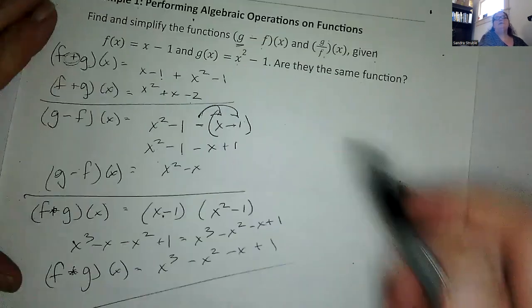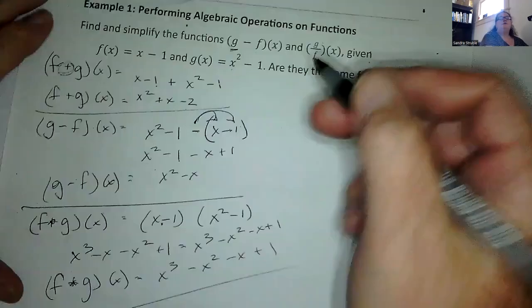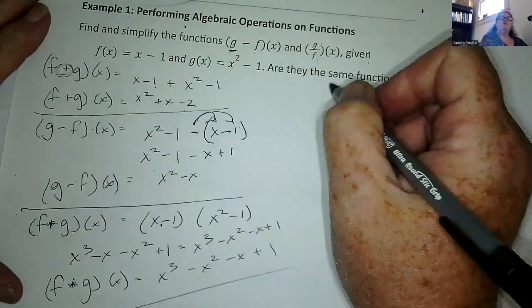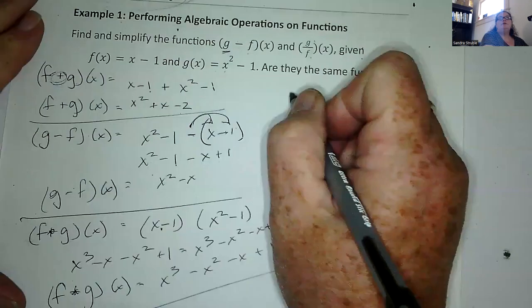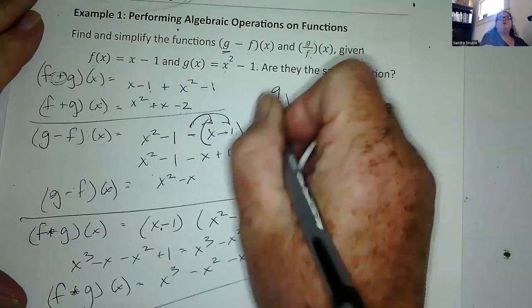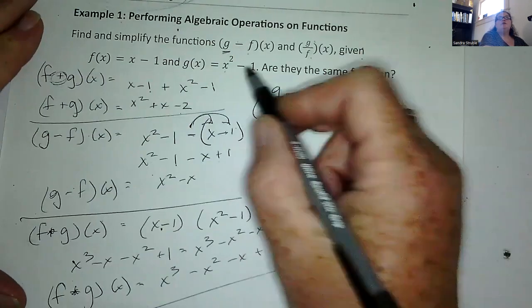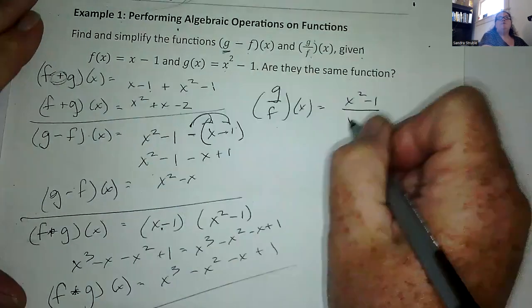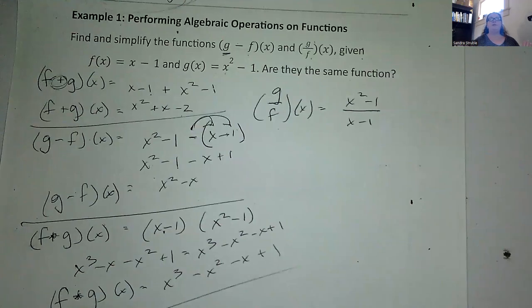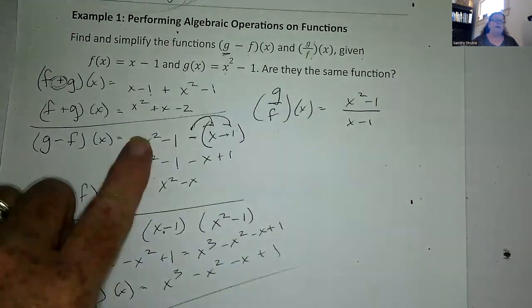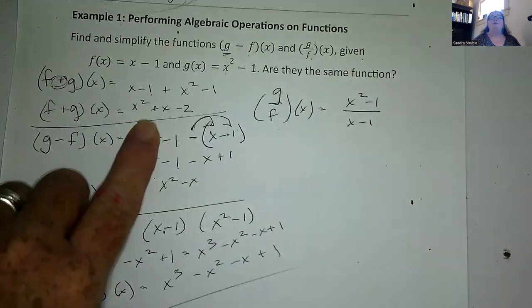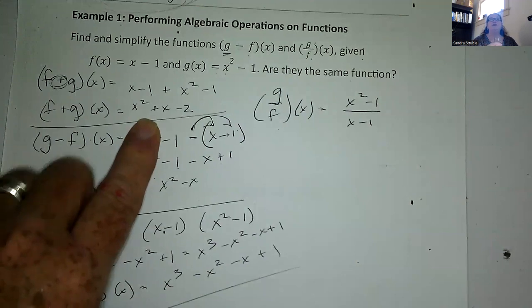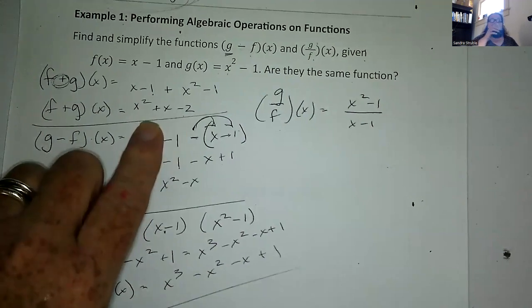And then the last one I'm going to do is g minus f. I'm sorry, g divided by f of x. So g is x squared minus 1, and f is x minus 1. Now I'm going to factor because I see a reason why I would need to. Over here, when I said I'm not going to factor, it's because there's nothing you can get rid of at that point.